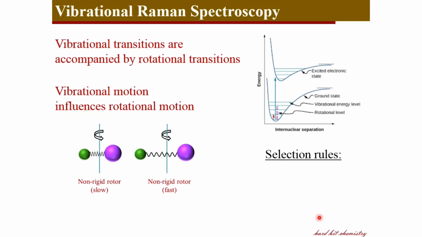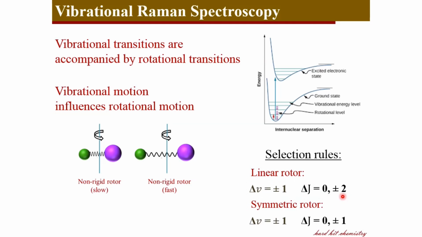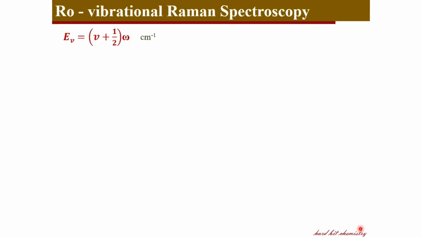So this makes the quantum mechanical selection rules more complex, and based on the molecular symmetry, the specific selection rules change. For example, for a linear rotor, the specific selection rule is the change in vibrational quantum number by 1 unit and change in rotational quantum number by 0 or 2 units. Whereas for a symmetric rotor, the change in rotational quantum number should be 0 or by 1 unit. And more other considerations are also added for selection rules. Currently, we are not going into that detail. Instead, let's see how a rotational-vibrational Raman spectrum, or ro-vibrational Raman spectrum, is originating.